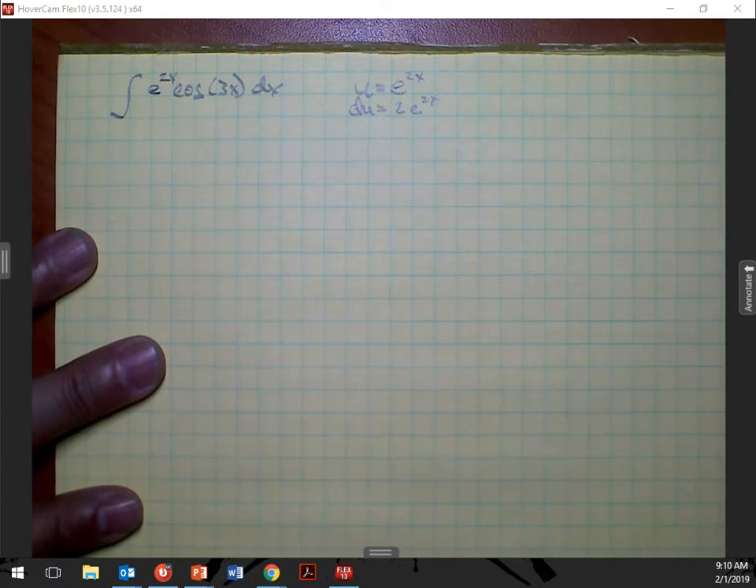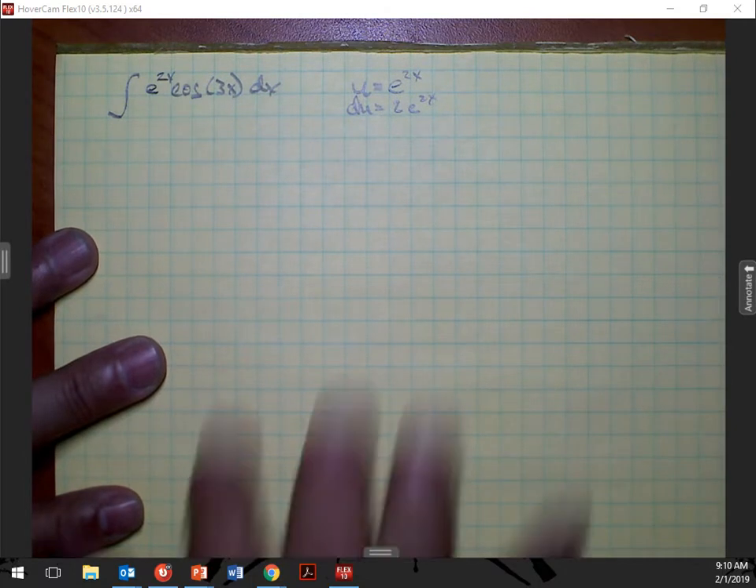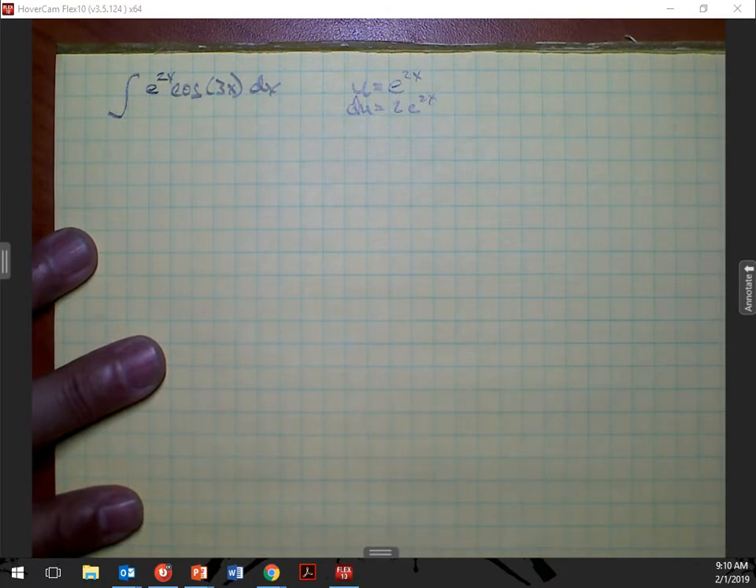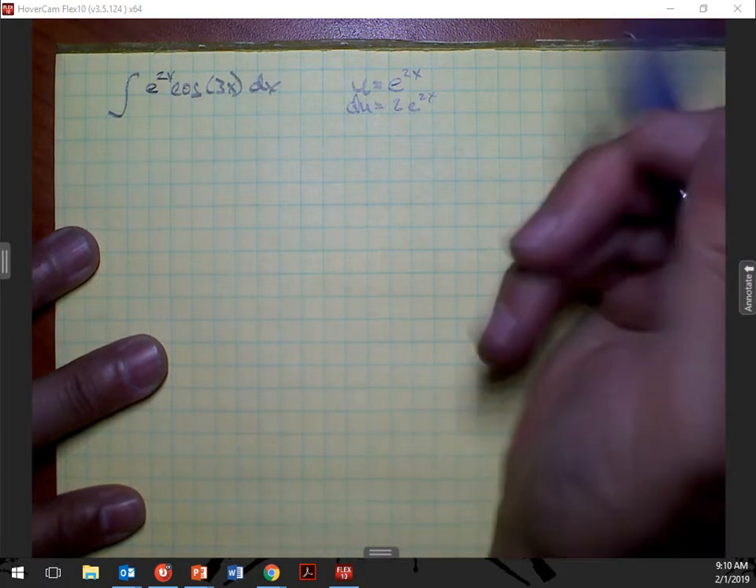Can you guys see that pretty well? Yeah. In the middle of the screen, the camera actually gets weird because it's the graphite. Yeah, it reflects. So I'll change it to a pen here.